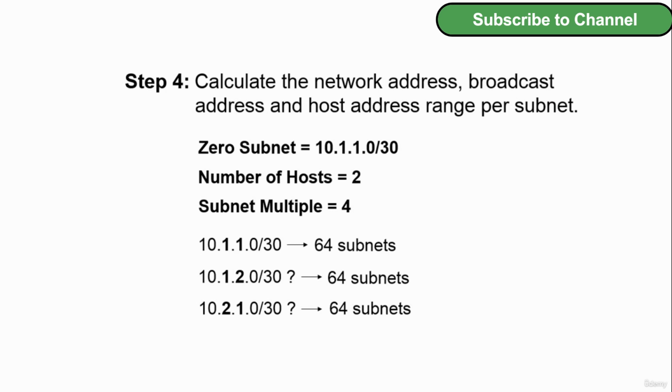The 0 subnet is going to be 10.1.1.0/30. That's my first subnet that I'm going to start with. And there's 2 hosts only. And the multiple is 4 to start creating the other subnets. In this case, I just want to show you how I can change these different numbers if I had wanted to. 10.1.1, I can get 64. If I needed 64 more, I would go with a 10.1.2, and I can derive a bunch of 64 subnets from that. Or I could do 10.2.1 for another 64.